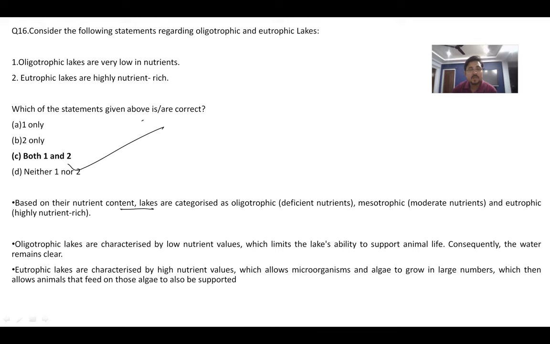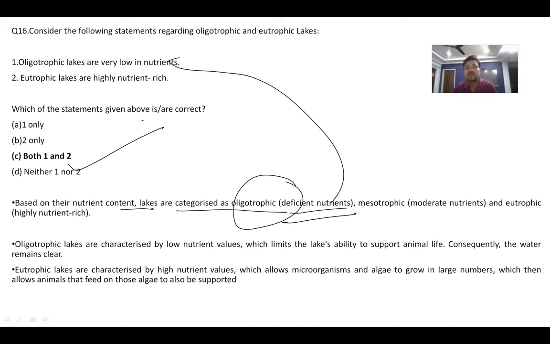Based on their nutrient content, lakes are categorized into oligotrophic, that is nutrient deficient. Oligo means nutrient deficient, that's why low nutrients. Mesotrophic means moderate nutrients. And eutrophic means highly nutrient rich.